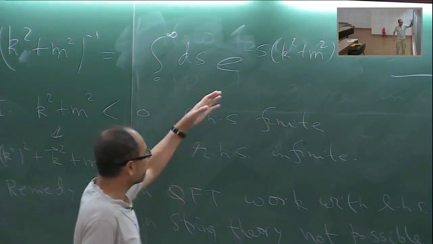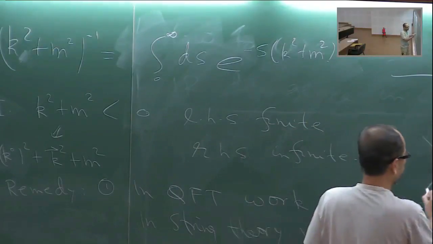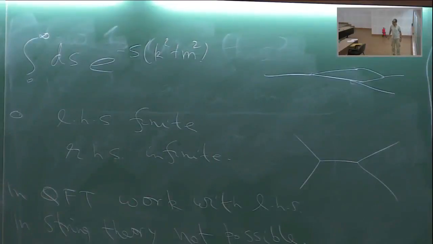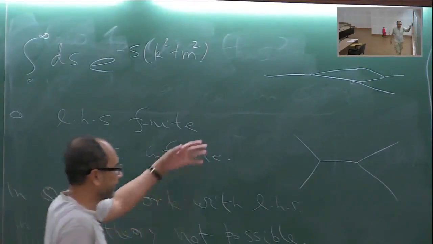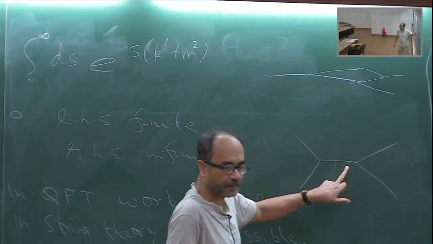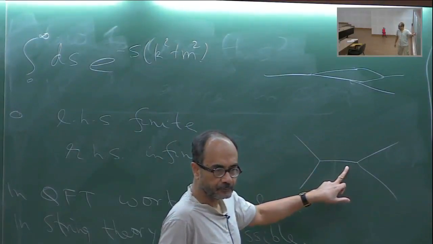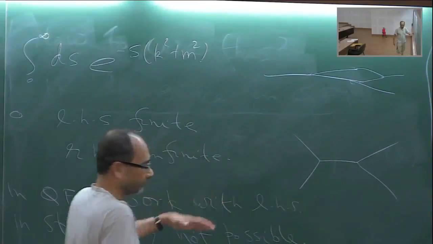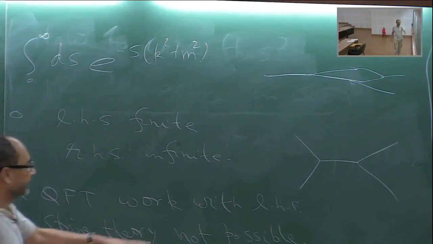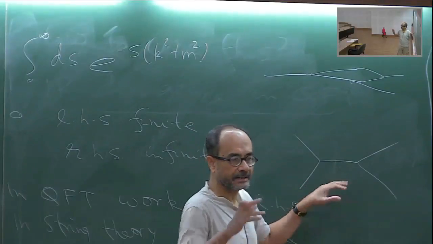And this divergence will arise even at the tree level, right? In quantum field theory, if you consider a tree level S channel diagram like this, whenever the center of mass energy is above the threshold, this line will have k square plus m square negative, and you will get divergence of this kind. So if you use Schwinger parameter representation in quantum field theory, you will get exactly these divergences. These are the ones that Subrata was referring to.